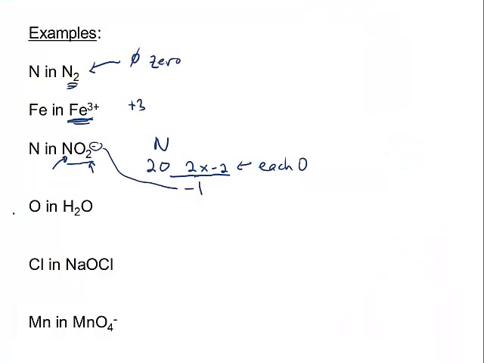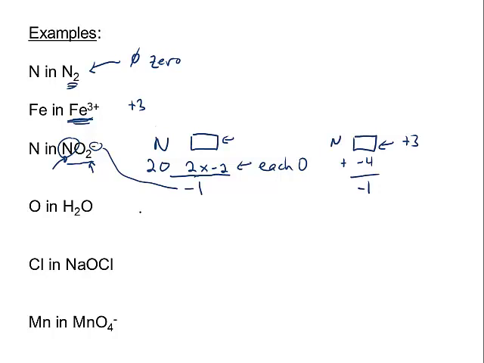And so what that means is that nitrogen, whatever its oxidation number is, the nitrogen's oxidation number, plus -4 has to add up to -1. And so what does that number have to be for nitrogen? It has to be +3. So the oxidation number for nitrogen in that case is +3.